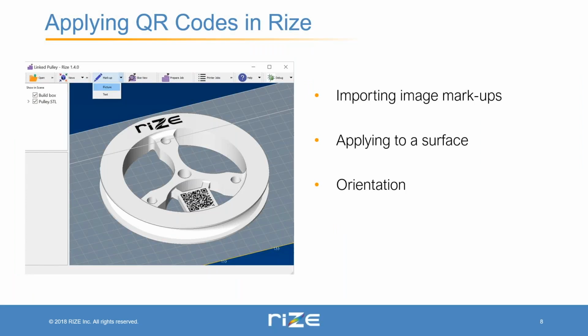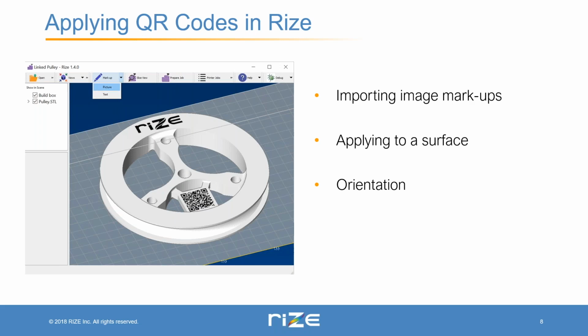So once you've created and saved the QR code image to your computer, you can import it into Ryze's OneTouch software. The software has an easy-to-learn user interface for processing files and applying markups. You simply select the markup button and choose the image on your computer that you would like to apply. You can apply markups to any surface, but for QR codes, it's best to apply them to flat surfaces with plenty of room. The larger the pixels are, the easier they are to scan, and they also need to be on a flat surface in order for a camera to read them properly.